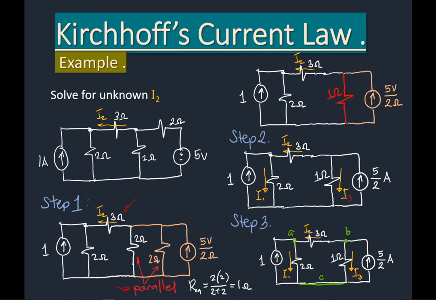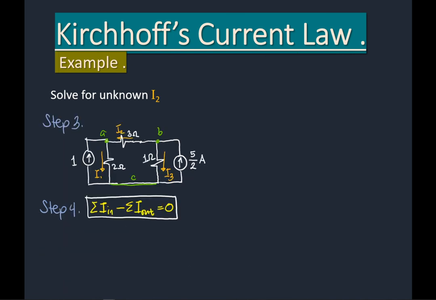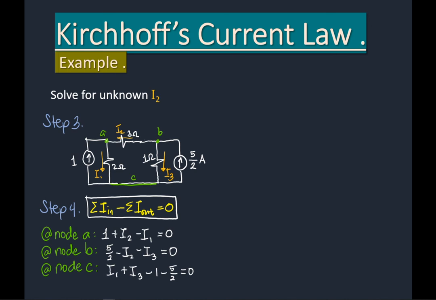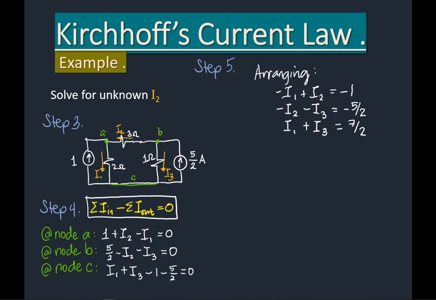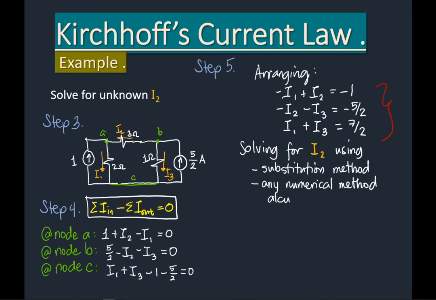Okay. And in the step 3, so we can do the step 4, which is conducting KCL equations. And we know that there are 3 nodes, therefore there are 3 equations. And as you can see, in step 5, we can arrange the 3 equations. So then we know that there are 3 variables, I1, I2, I3. Given the 3 equations, 3 unknowns, then we can solve for any of the variables here, I1, I2, or I3. But we're concerned with solving I2.